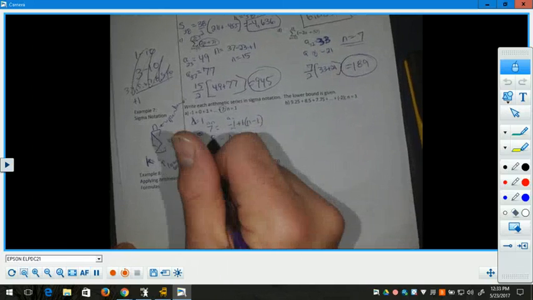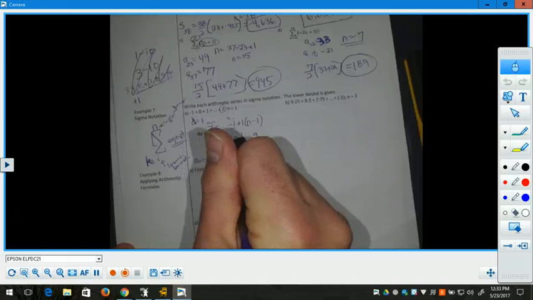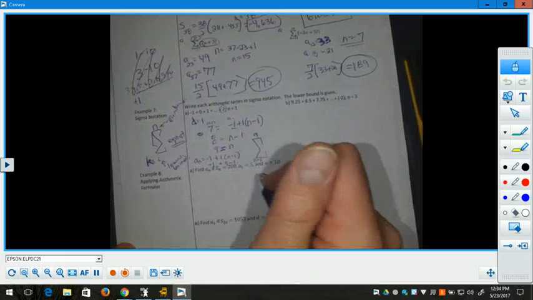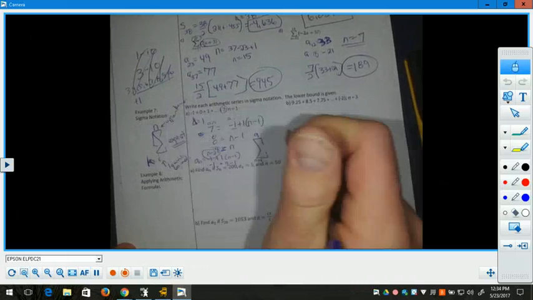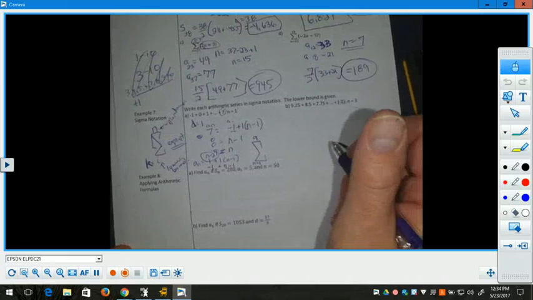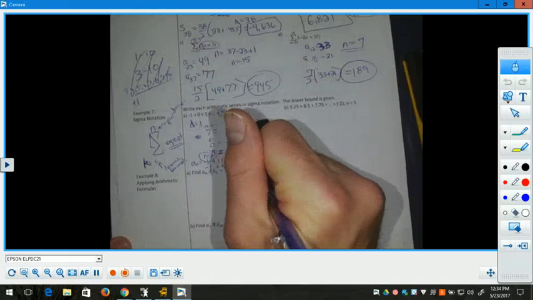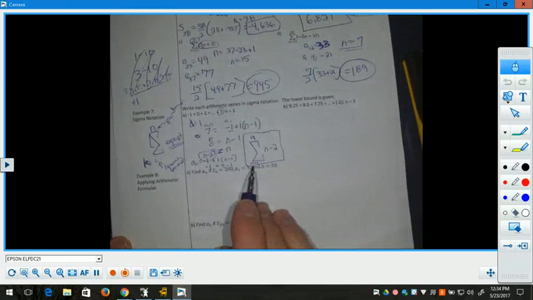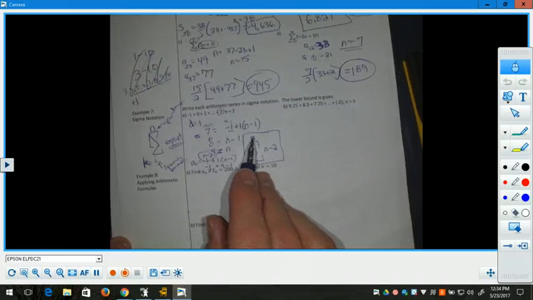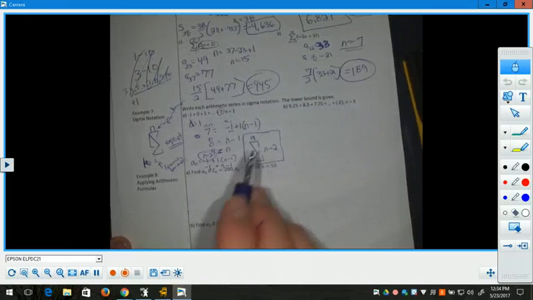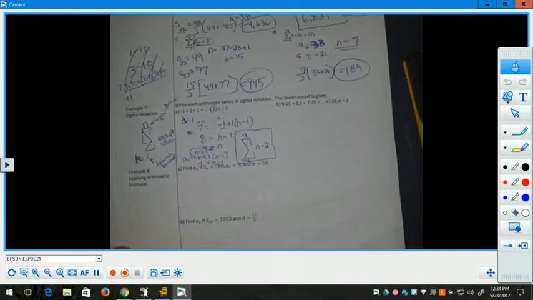So I can distribute the 1: negative 1 plus n minus 1. This becomes n minus 2. So our explicit rule would be n minus 2. And there's our sigma notation. Our lower bound being position 1, our upper bound being position 9, our explicit rule. Try this for letter B.